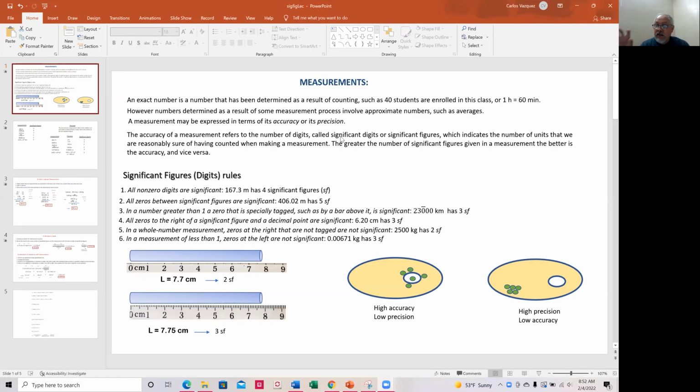Okay, measurement again. In this analysis, we're not doing measurements like real measurements in the lab, but we are actually working with the measurement data, with precision and accuracy using significant figures. Okay, let's do it.